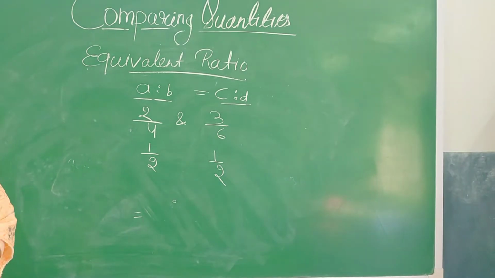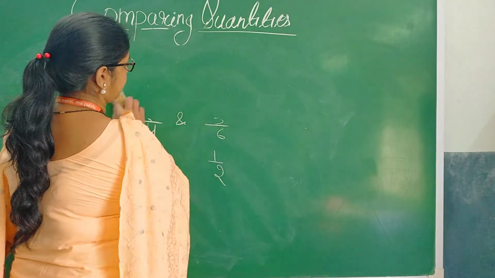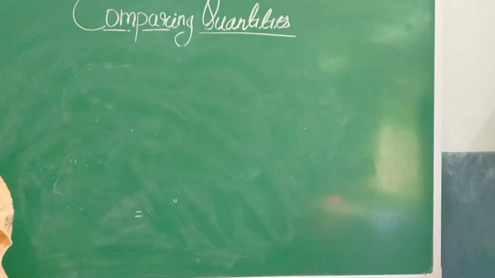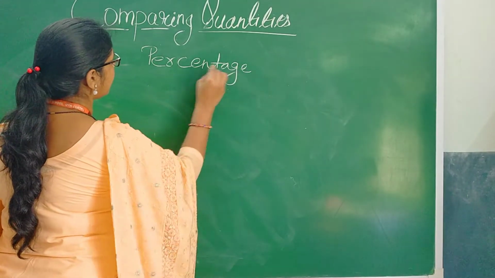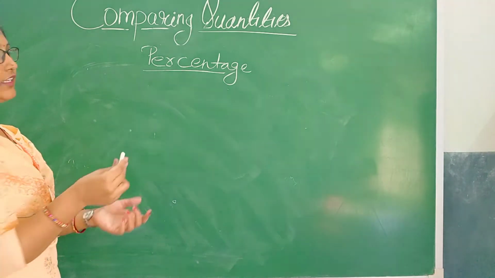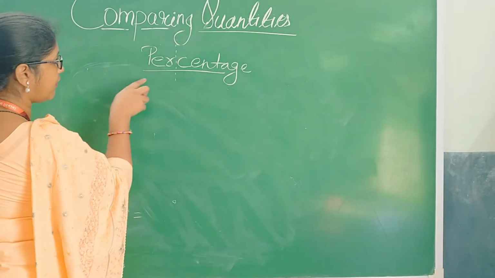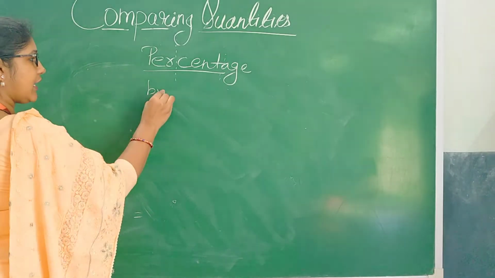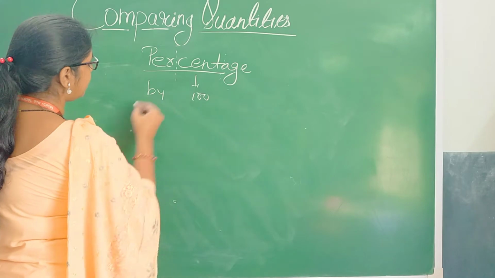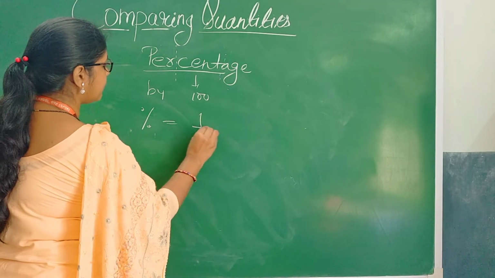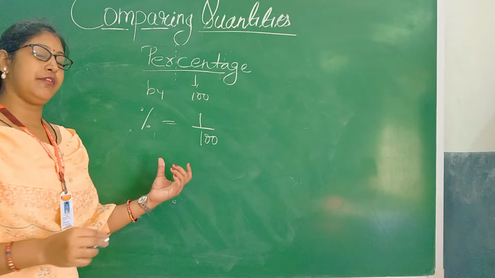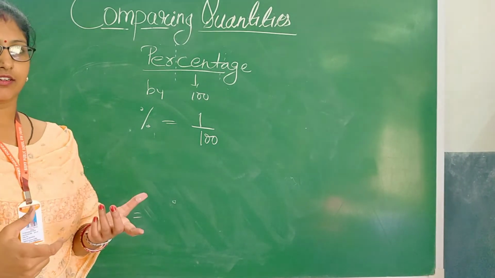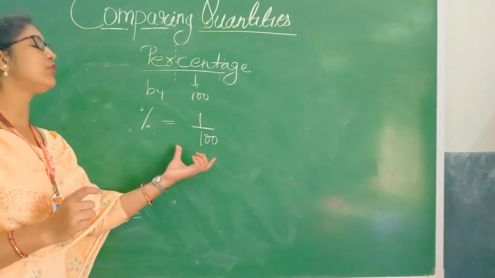Okay. Now we understand what is percentage. When we break this word percentage into two parts, it is per and cent. Per means by and cent means 100. So percentage means 1/100. When we calculate any number as a percentage, then we represent the number out of 100.